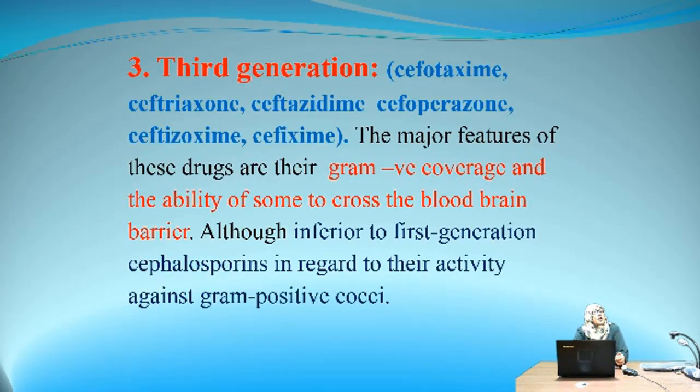The third generation of cephalosporins involves cefotaxime, ceftriaxone, ceftazidime, cefoperazone, ceftizoxime, and cefixime. The major features of these drugs are their gram-negative coverage and the ability of some to cross the blood-brain barrier, although they are inferior to the first generation cephalosporins in regard to their activity against gram-positive cocci.